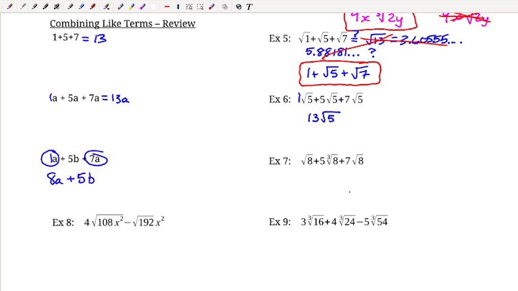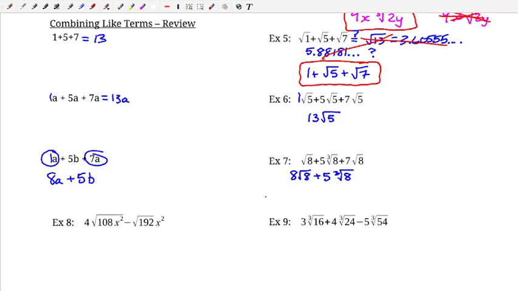Same idea when I've got like radicals. I've got root 8 here, cube root of 8, not the same because it's got a cube, and 7 square root of 8. So I can combine root 8 and 7 root 8 to get me 8 root 8. And my 5 cube root of 8, he just hangs around.